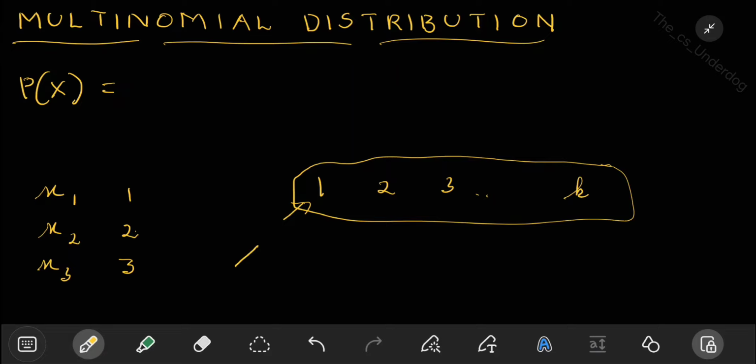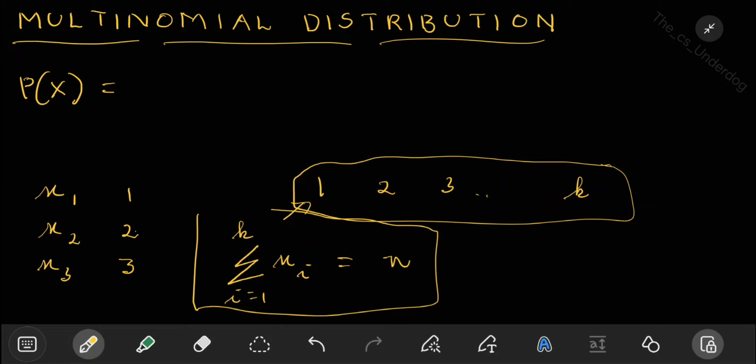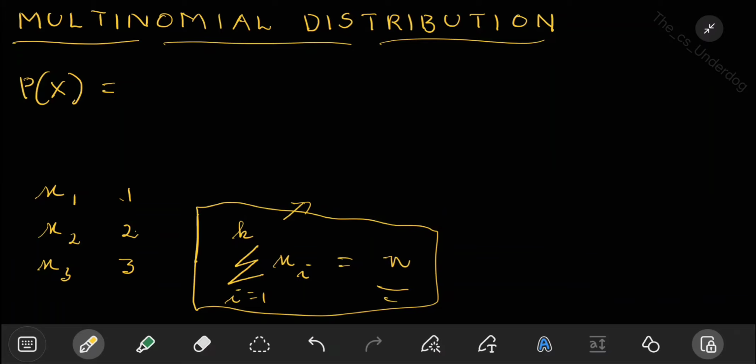In this case, the sum of all outcomes, that is the sum over i equal to 1 to k of xi, should be equal to n, because total number of trials is n. So if the first outcome occurred x1 times, second outcome occurred x2 times, and so on up to kth outcome occurred xk times, then if I sum up all the occurrences, the total should be n. And the second condition is, if I sum up all the probabilities, that should be 1. Considering this, I know that the probability of the first outcome occurring is P1. The probability of second outcome occurring is P2. Probability of third outcome occurring is P3, and so on.